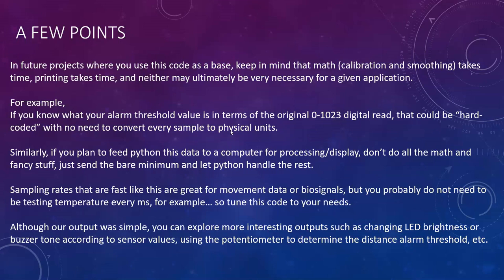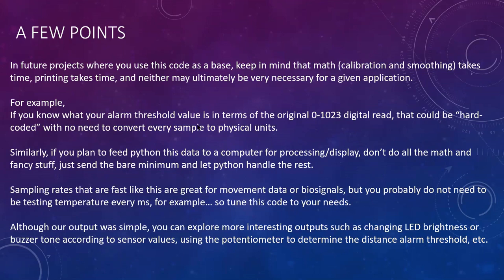Just a couple of final thoughts here. In future projects where you want to use this code as a base, please keep in mind that doing lots of floating point math like smoothing and calibration on a microcontroller before you print that data out to serial and send it elsewhere is not really how people do things. Most of the time, if you're going to be sending the data to a computer for either storage or display, you send the bare minimum, just that integer between 0 and 1023 per channel, and you let something like Python do the heavy math. That will let you sample at much faster rates.